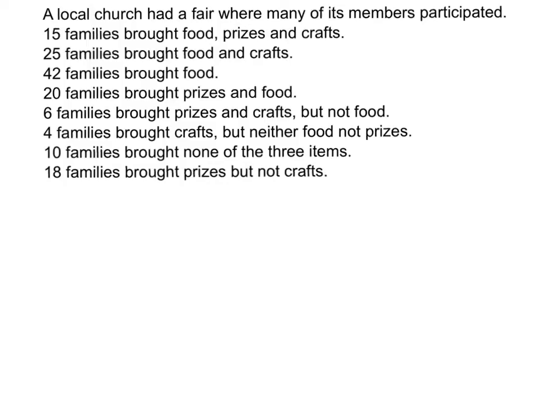So this example of a survey is a little bit different, as we'll see down the line, because some of the clues or pieces of information are not as obvious to fill into your Venn diagram as some of the easier examples. So let's get started by translating the information from words into symbols. The first thing we see is that 15 families brought food, prizes, and crafts. So that would read that N of F intersect P intersect C is 15. That's food, prizes, and crafts.